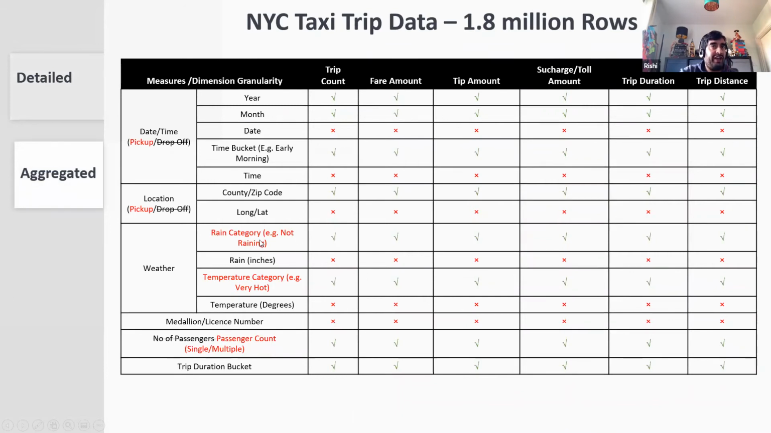So I just brought in rain categories. Is it raining or not raining? Is it hot or very hot or cold? So temperature category. And then I didn't bring in the individual rows for those. So I did some pre-aggregation of the data. So again, passenger count rather than number of passengers. I didn't bring in longitude and latitude, just brought in the zip code. And it got down from 2.3 billion to 1.8 million rows. So I don't think you've got any of these kinds of data size volumes that you're working with in a hackathon, but again, worth bearing in mind for large scale commercial projects that you're working on, especially.